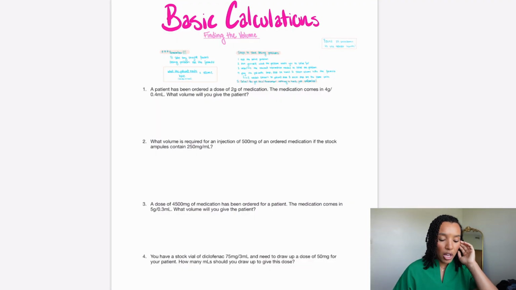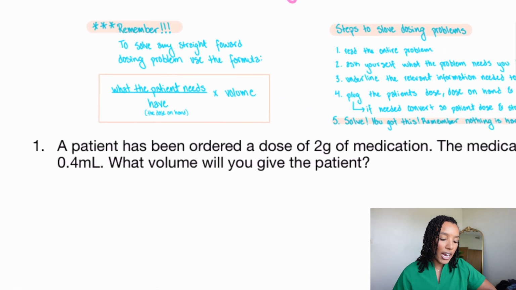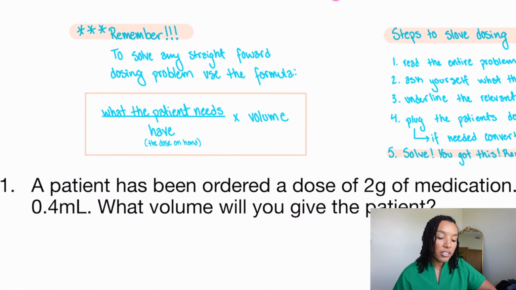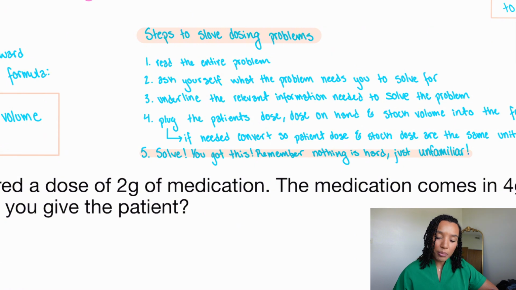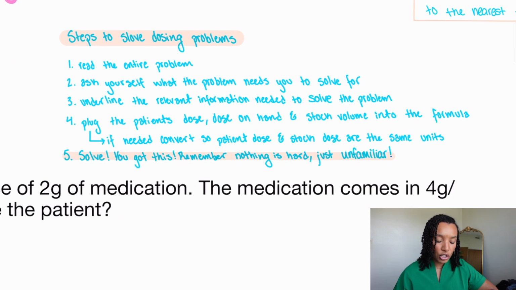So I have the most important thing you need to know to solve these problems. This formula is the only formula you need to know on how to solve these problems. And it is what the patient needs divided by what you have. Now, what I mean what you have, that is the stock medication that you currently are in possession of or at your hospital, what be it, times the volume. And then over here, I've given you guys some steps to help you solve your dosage calculations.